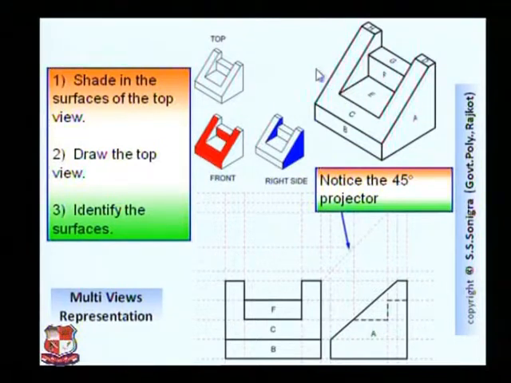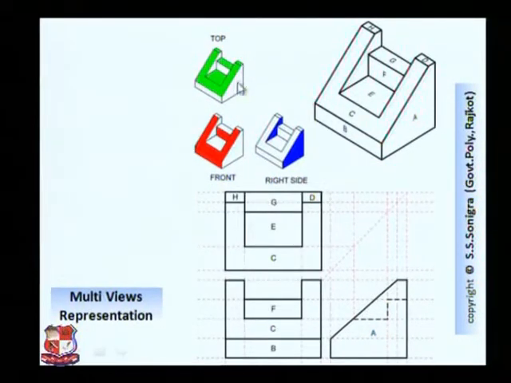Now think about top view. Shade in the surfaces of the top view. In this top view, if you look from the top, which surfaces would be visible to us? Draw the top view and identify the surfaces. So for that, this green colored portion would appear in top view. If you look from the top, this green shade, that is surface C, plane E and plane G, plane H and plane D, that would appear in top view. So which is drawn over here? Plane C, E, G, H and D. So this is the top view of this object.